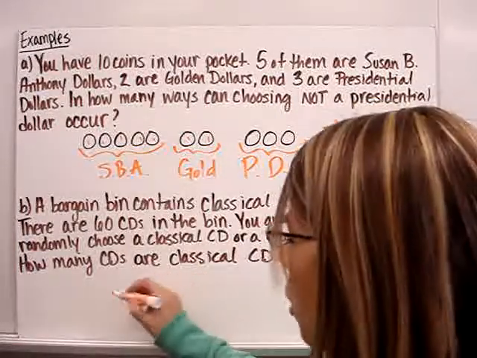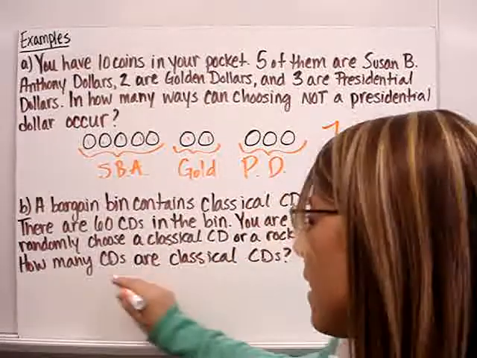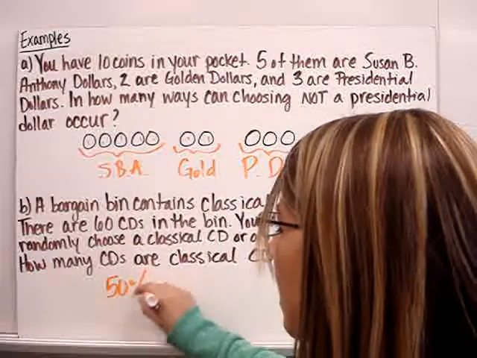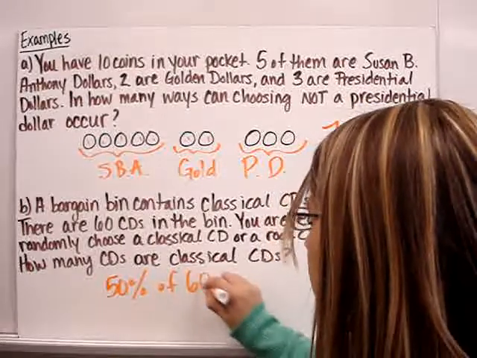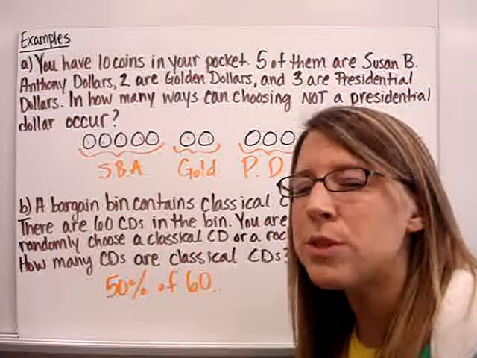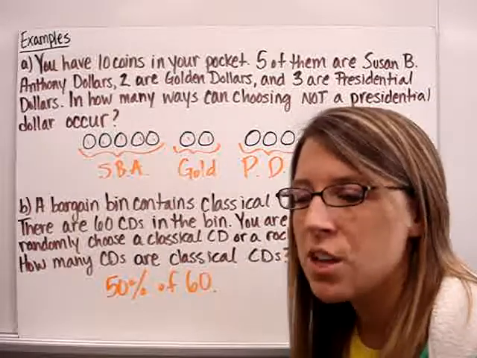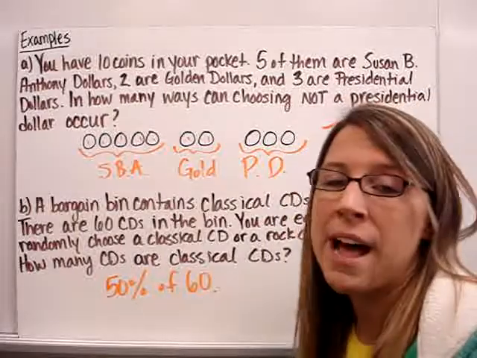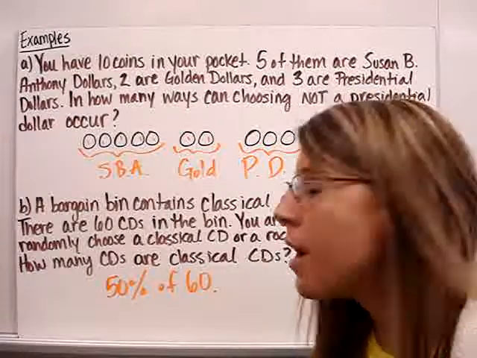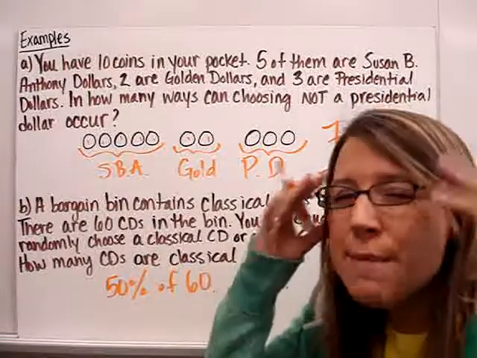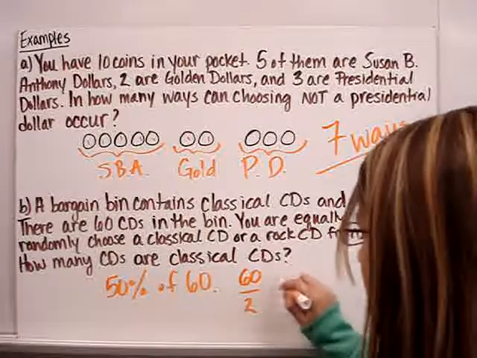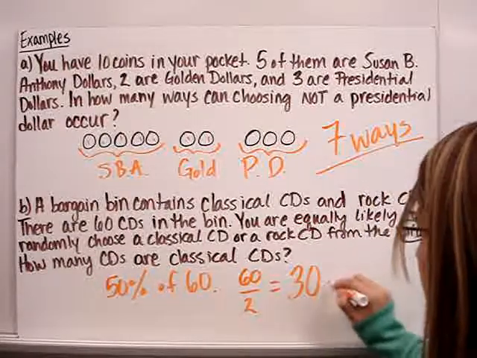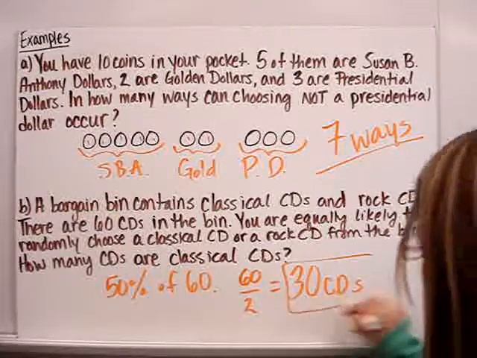So if you have 60 total, and we know that equally likely means 50%, we can think of this as 50% of 60. Now we've worked a ton of ways with how to find 50% of something. You can divide it by 2, you can multiply it by 5/10. So I know, and I can even say mentally, that 60 divided by 2 will find me 50% of 60, and that's going to give me 30 CDs.